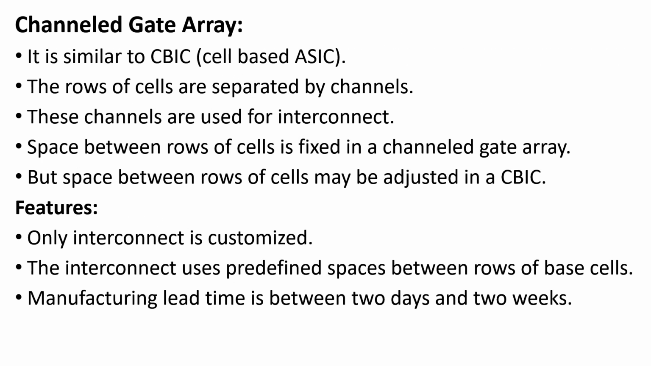Channeled gate array. This is similar to the cell-based ASIC. The rows of the cells are separated by channels and these channels are used for interconnect. Space between the rows of the cells is fixed in a channeled gate array, but in the case of cell-based ASIC, the space between the rows of the cells can be adjusted. It features that only the interconnect is customized and the interconnect uses predefined spaces between rows of base cells. The manufacturing lead time for this array is between 2 days and 2 weeks.